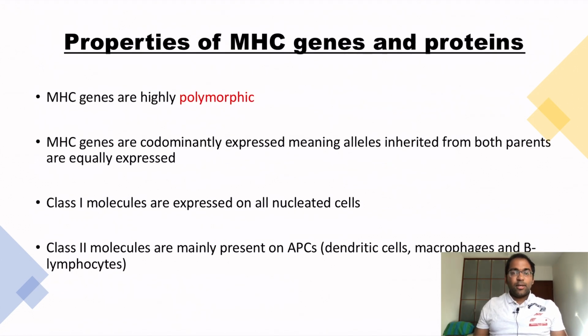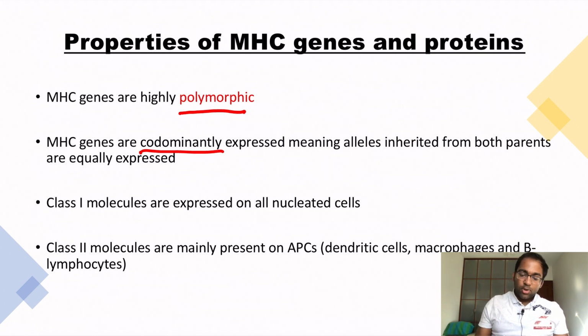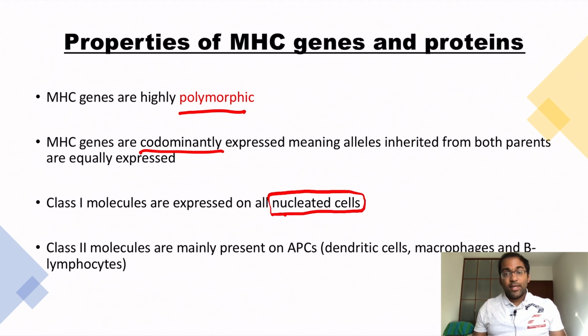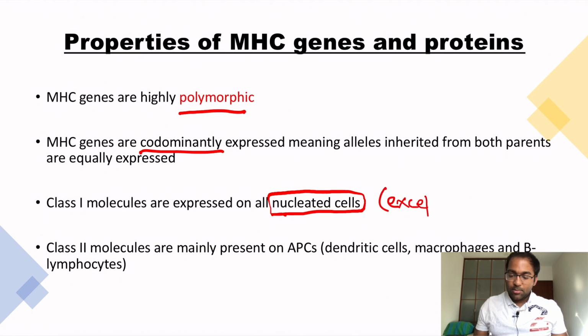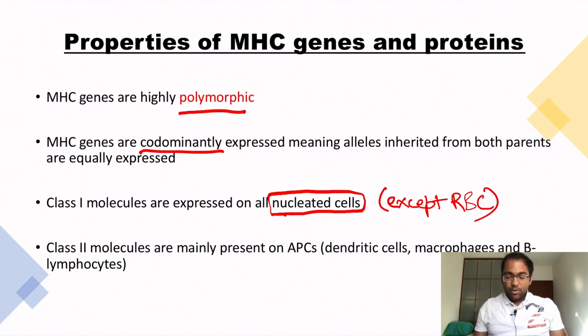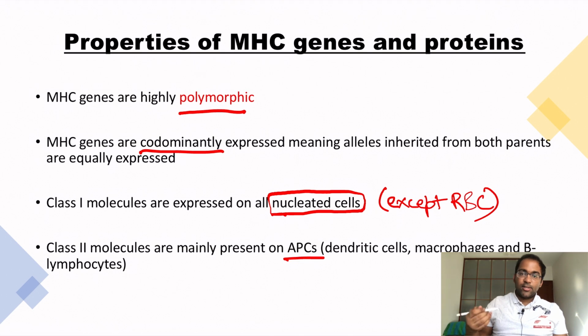Now, properties of MHC genes. Now what are those? These genes are highly polymorphic. Second, these MHC genes are codominantly expressed, meaning that the alleles inherited from both parents, mom and dad, are equally expressed. Now class 1 molecules are expressed on all nucleated cells. Very important to know. That means it will not be expressed on RBC. So the exception is RBC, because RBC don't have a nucleus. Class 2 molecules are mainly present on APCs. Now they could be dendritic cells, macrophages, and B lymphocytes.